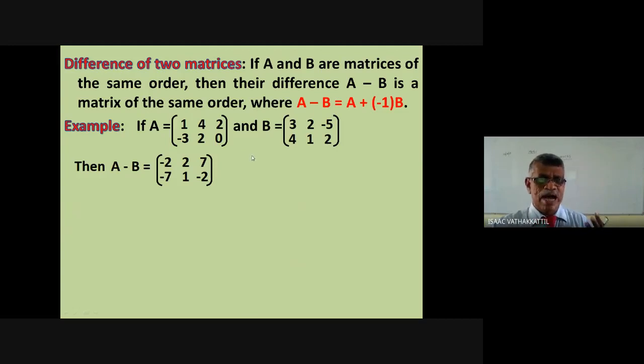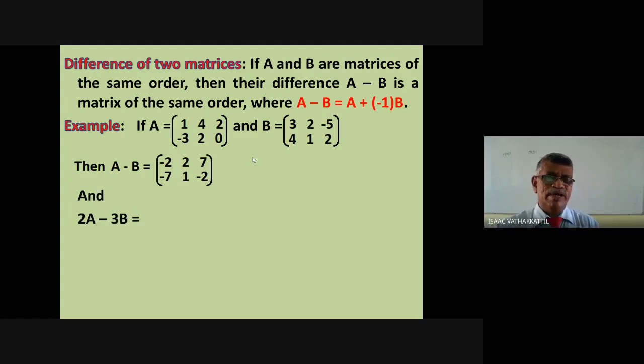So we know how to add matrices, we know how to subtract matrices, we know how to find the negative of a matrix, and we know how to multiply a matrix with a scalar. That's what we call scalar multiplication of a matrix.